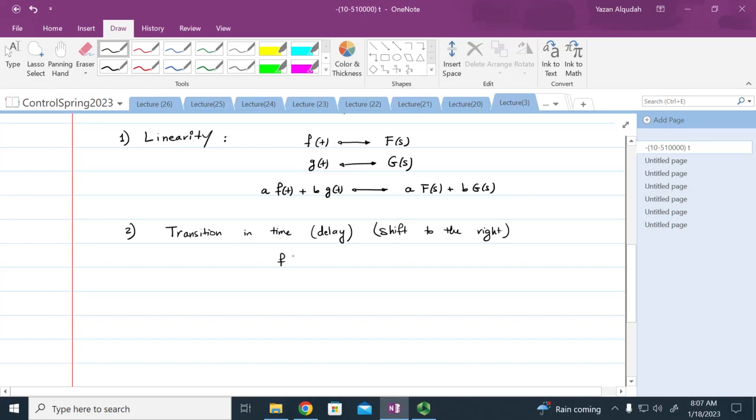If I have a function f of t that has a Laplace transform F of s, then if I shift this function to f of t minus a multiplied by u of t minus a, this function is going to have a Laplace transform that is e to the negative a s multiplied by F of s.